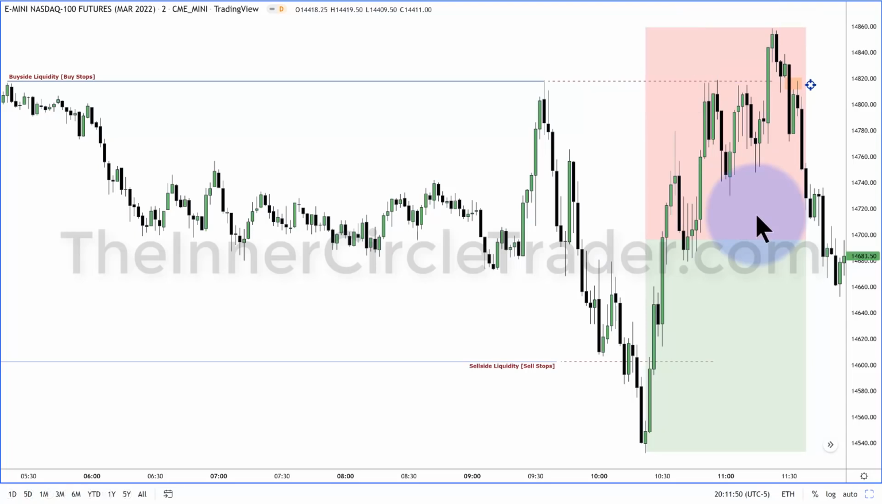It means it's expensive. Now markets can stay in a premium for a while and not go to a discount, which would be below the 50 point. Okay, 50%, anything down here is a discount. If you're bearish, if you're ever going short, you want to look at the previous range. Where are you at inside that range?